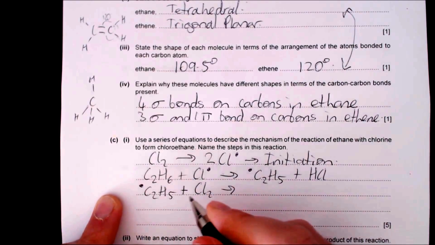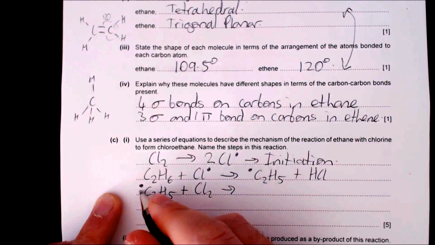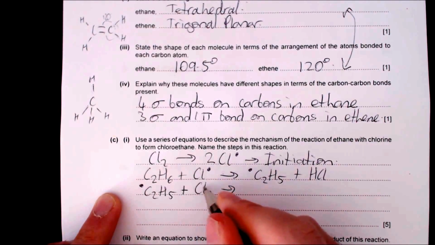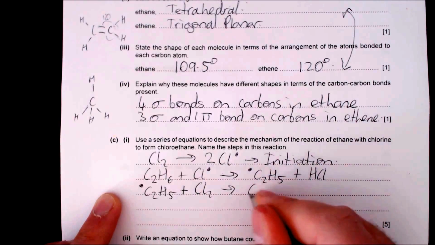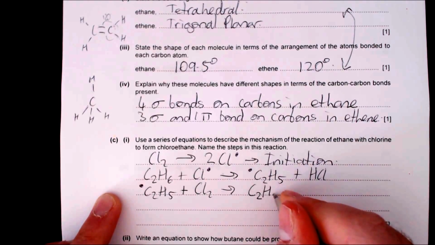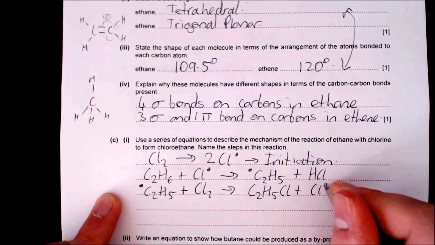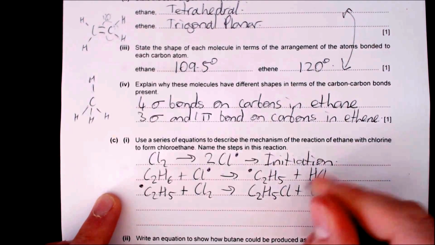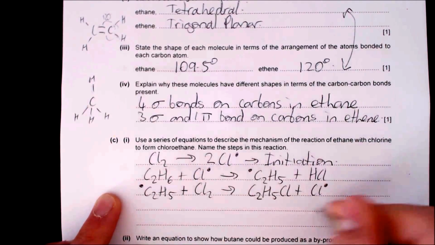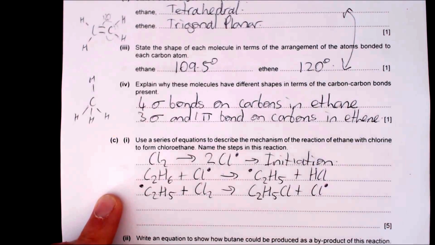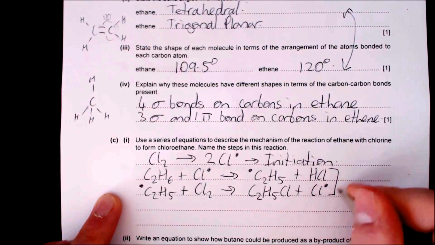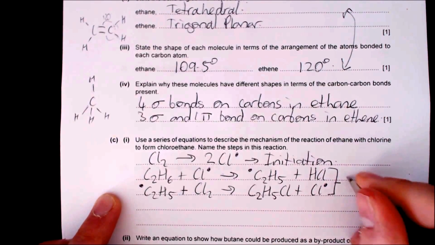And then again, it's getting past the radical. The radical moves over to here, and the chlorine from here moves on to there. So ultimately, we now have our haloalkane, which is there, plus Cl dot. And crucially, the product here is the reactant in the first step. So it keeps going round and round and round until it stops. This is called propagation.